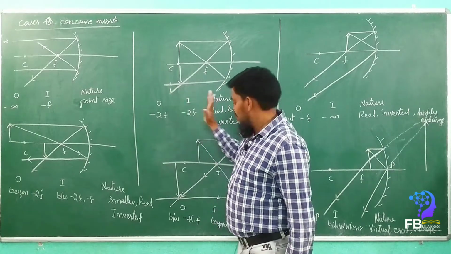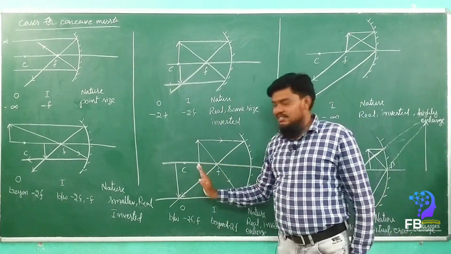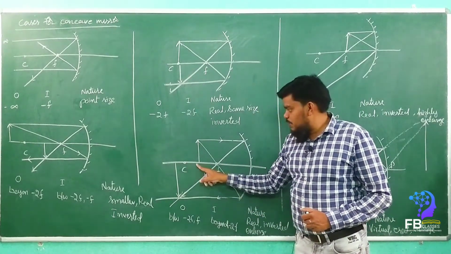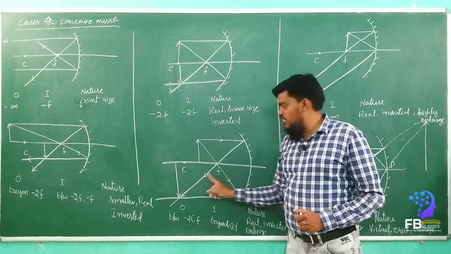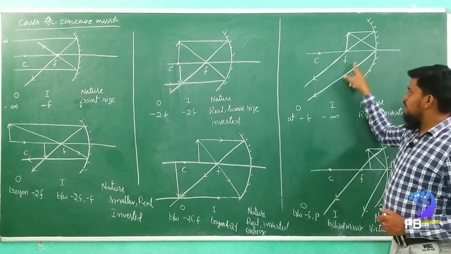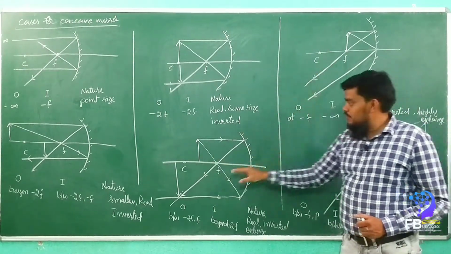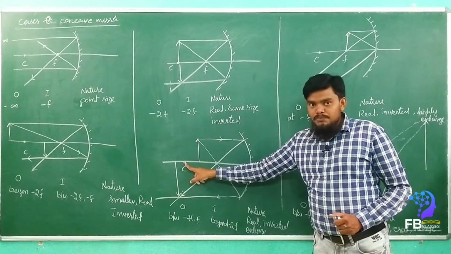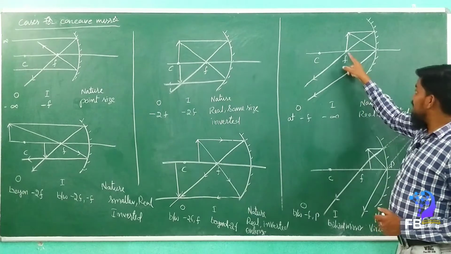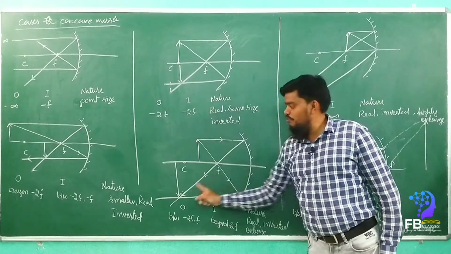Yes or no? In the same manner, if you see these three diagrams, what is the conceptual understanding? When the object is placed between C and F, the image is formed beyond C. When the object is placed at F, the image is formed at infinity. So by these two diagrams, when the object is moved from C to F, then the image is moved from C to infinity. Yes or no?